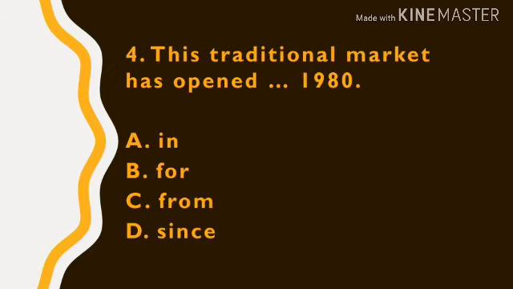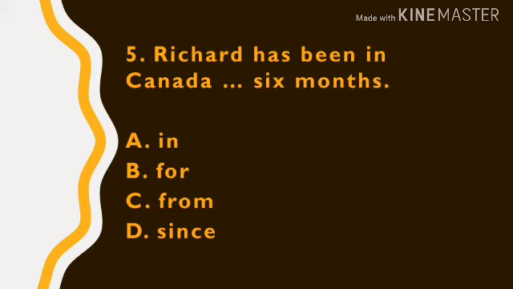Number 4. This traditional market has opened blah blah blah 1980. What's the answer? In, for, from, or since? The answer is D, since. Number 5. Richard has been in Canada blah blah blah 6 months. What's the answer? Is it in, for, from, or since? Well, the answer is B, for.